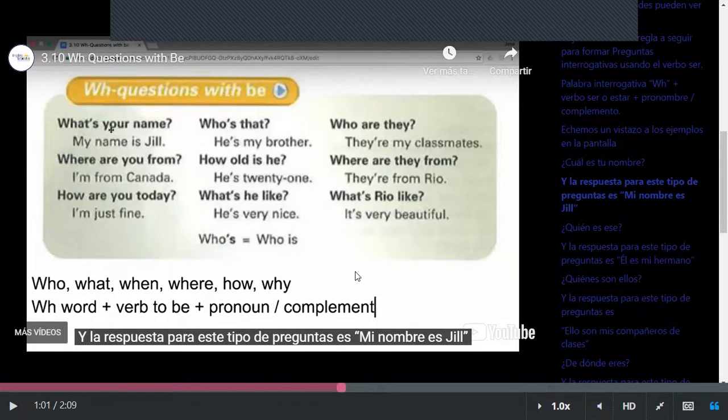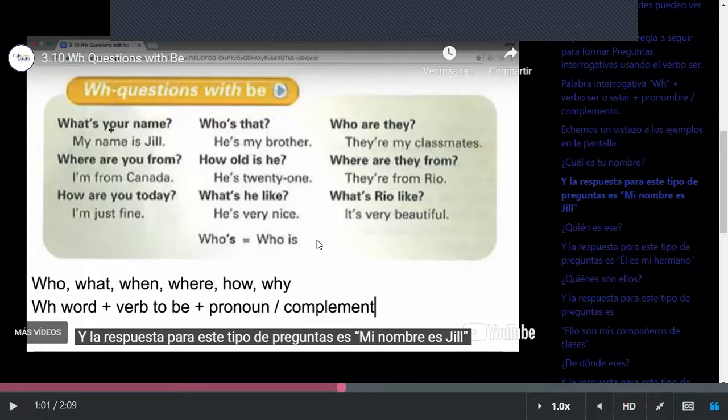Yo puedo preguntarles, como justo acá dice, what's Rio like? It's very beautiful. Puedo preguntarles cómo es un lugar. What's El Salvador like? A ver, chicos, what's El Salvador like? It's beautiful. Correcto. Les estoy preguntando una pequeña descripción, ¿verdad? Por ejemplo, what's Lempa River like? What is Coatepeque Lake like? It's beautiful. It's nice. Relaxing, etc. Entonces, hay que jugar con las WH words.